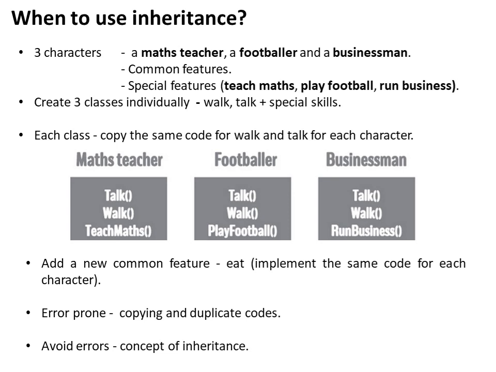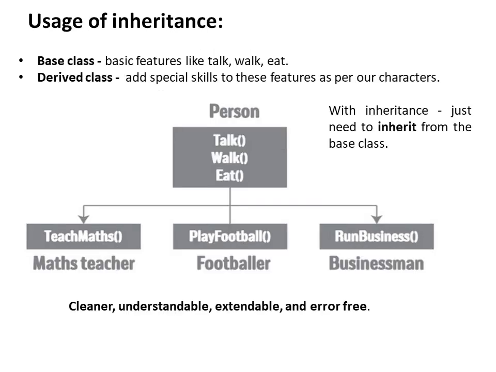If you want to add a new feature like eat, you need to implement the same code for each character. This can easily become error prone when copying and duplicating code. To avoid such errors, we use the concept of inheritance. With the help of inheritance, it would be a lot easier. Here we create a base class with basic features like talk, walk and eat, and add special skills to these features as per our characters in the derived class. Therefore, by using inheritance, you don't implement the same code for walking, talking and eating for each class. You just need to inherit them from the base class. For the maths teacher derived class, you inherit all the features of a person base class and add a new feature, teach maths.